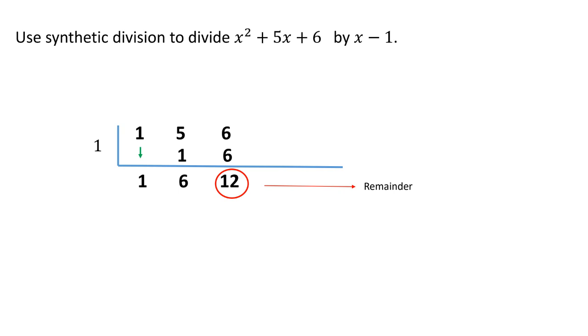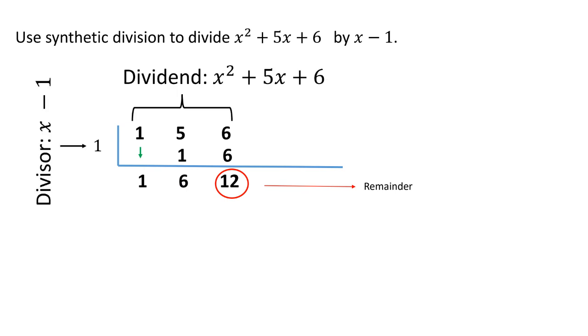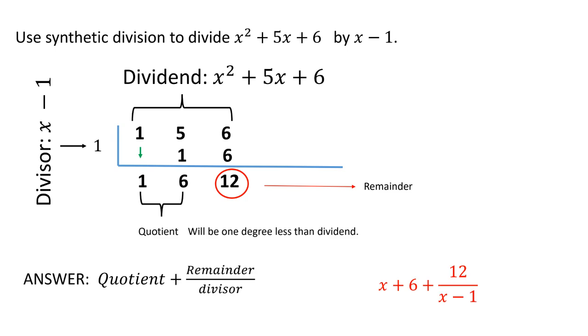So let's see what our answer is going to be here. The last number is your remainder, and then the next two numbers to the left make up your quotient. Our answer again, we want it to be written as your quotient plus your remainder divided by the divisor.